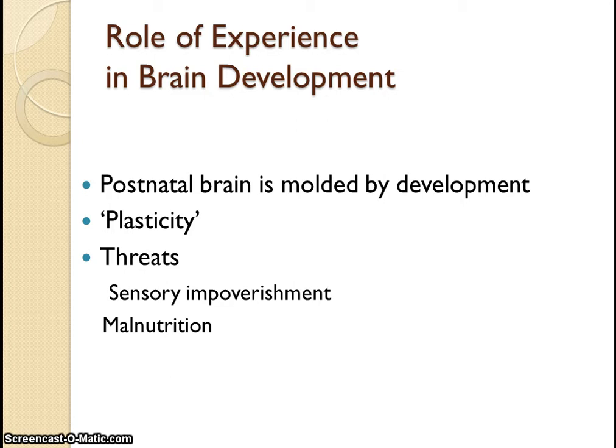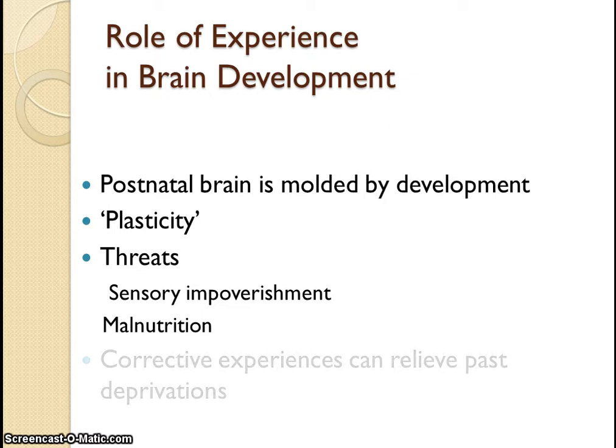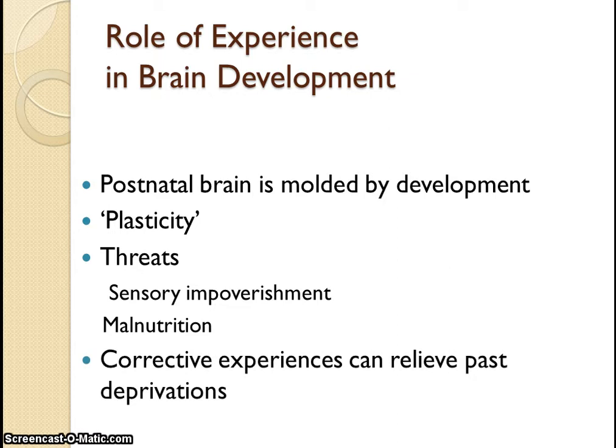The threats to brain development include sensory impoverishment and malnutrition. So a child who grows up in a deprived environment, in a poverty-stricken area, or in a situation where there's a lot of prolonged toxic stress due to abuse or unsafe environment, this can really distort the development of the brain. Corrective experiences can relieve past deprivations to a fair extent depending on the underlying resilience and temperament of the child, and how early you catch them, how severe the past experiences were, and how much correction you're able to give them.